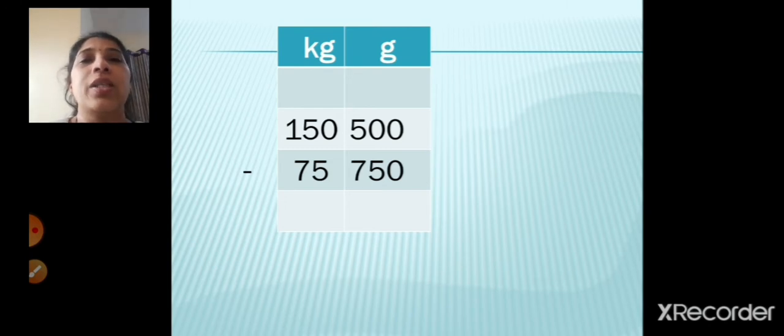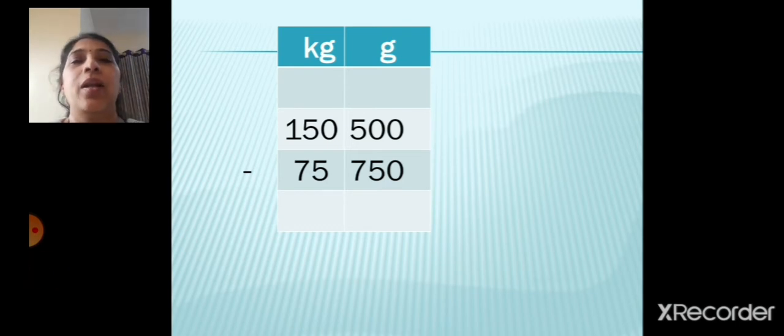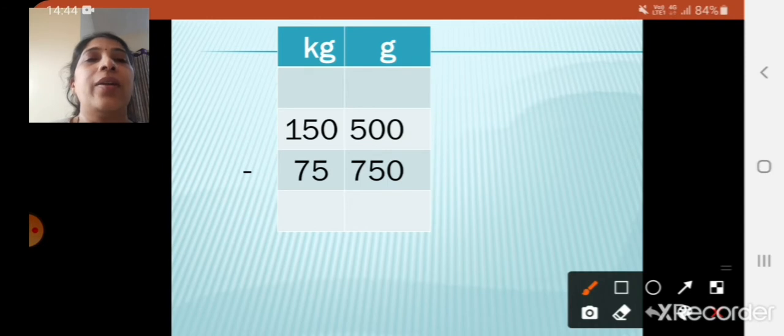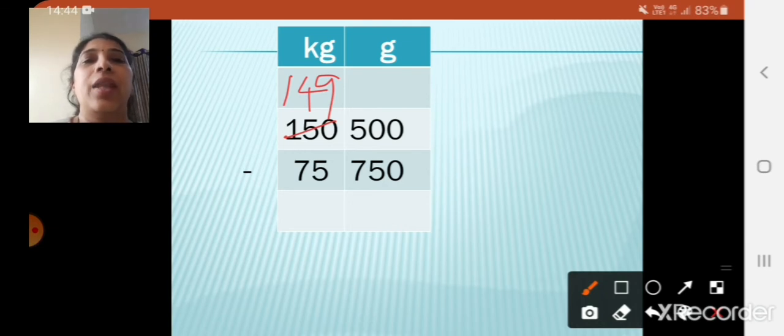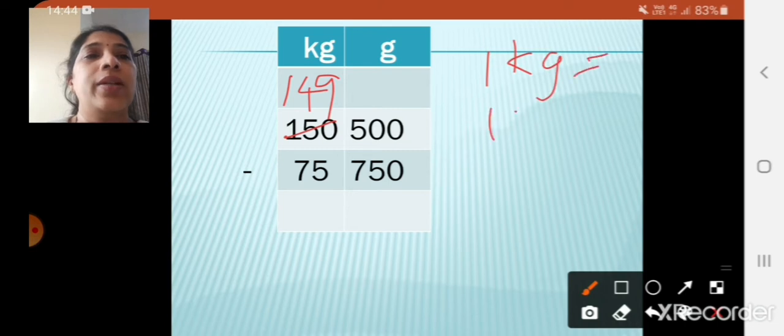Now the shopkeeper sells how much kg? 75 kg 750 gram. So 75 you will write in the kg column and 750 you will write in the gram column, right? Now carry out subtraction. 500 minus 750. 500 is smaller than 750. So what you are going to do? You are going to borrow 1 from 150. So 150 minus 1 will become how much, children? 149, right? Now 1 kg is equal to how many grams, children? 1000 gram, right?